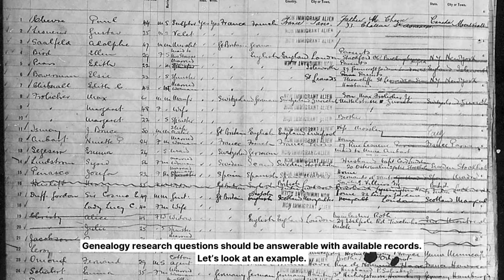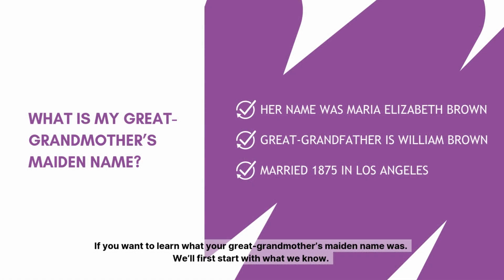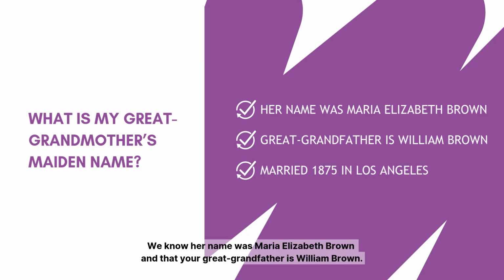Let's look at an example. If you want to learn what your great-grandmother's maiden name was, we'll first start with what we know. We know her name was Maria Elizabeth Brown, and that your great-grandfather is William Brown. You think they were married in 1875 in Los Angeles.